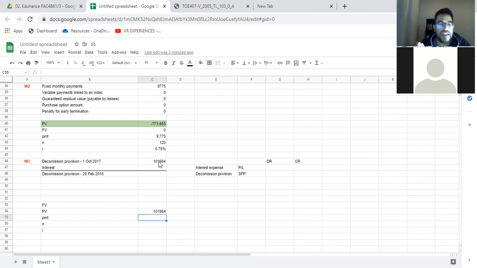So there's no fixed regular payment that goes in, so that is just basically zero. Now we want N. Remember, we are at 1 October 2017 and we're moving forward to 28 February 2018. So 1 October to 28 February 2018 is 5, so the number of payments is 5. I is equal to 9% divided by 12. We want the monthly percentage, so just take note of that.